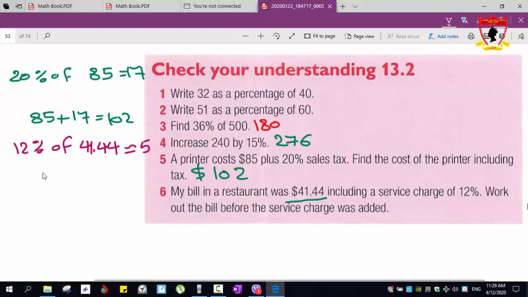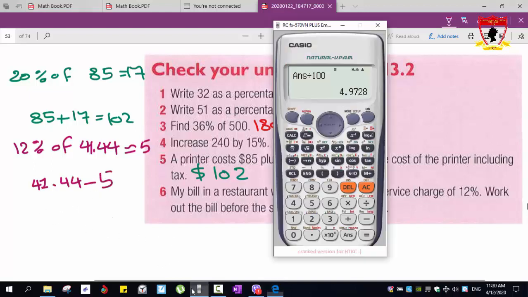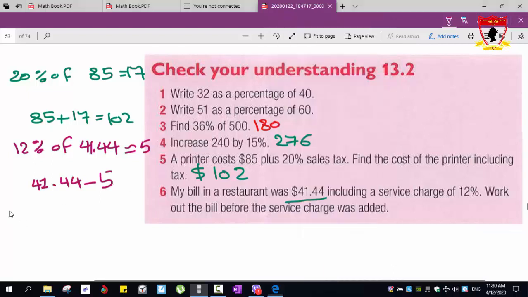To get the bill without the service charge, 41.44 minus $5. So his bill is nearly $36.44 without the service charge.